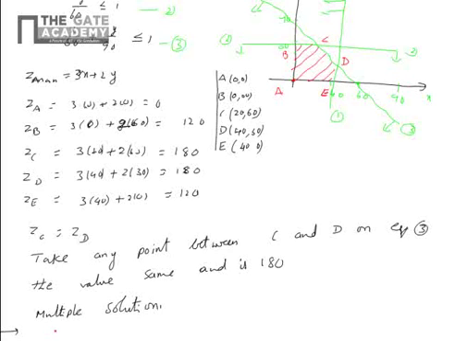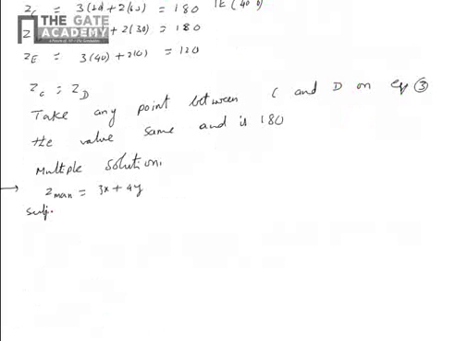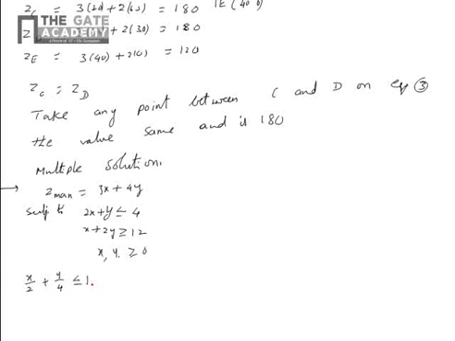Another problem: z max equal to 3x plus 4y subject to 2x plus y less than or equal to 4, x plus y greater than or equal to 10, 12, x comma y greater than or equal to 0. As a first step, convert them into intercepts. X by 2 plus y by 4 less than or equal to 1, x by 12 plus y by 6 greater than or equal to 1.